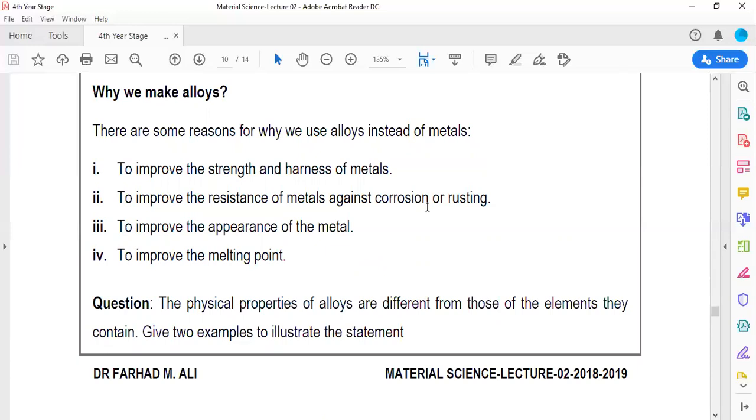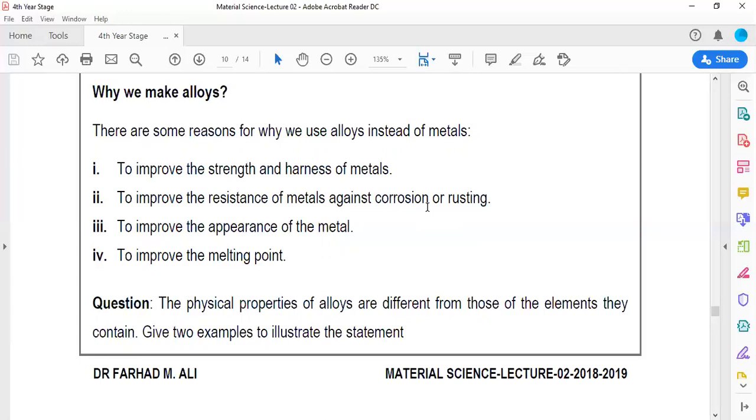As we said again today, strength and hardness can be improved, can be upgraded, made better by adding some other elements to the main element, the main metal, to make it stronger and harder.